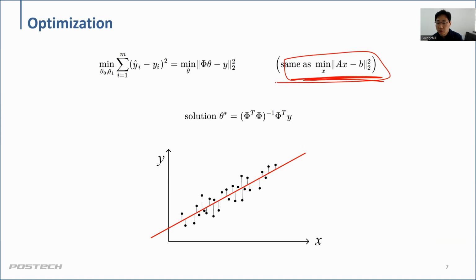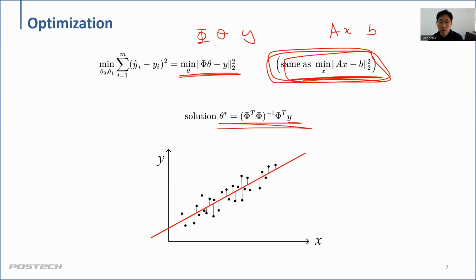I hope you are familiar with least squares problems and this optimal solution. We just change the names: here we have A and x, b, and here we have theta and y, with columns in the matrix. That's the only reason I introduced least squares when we talked about linear algebra, because we know we're going to use it for linear regression. All right, time is up.